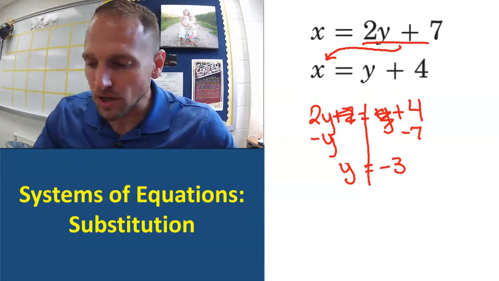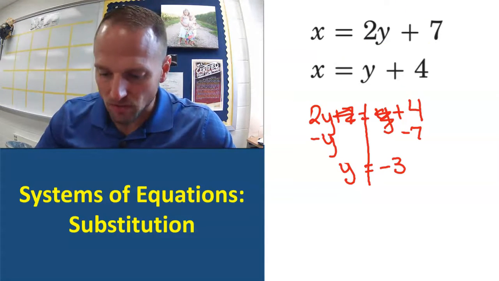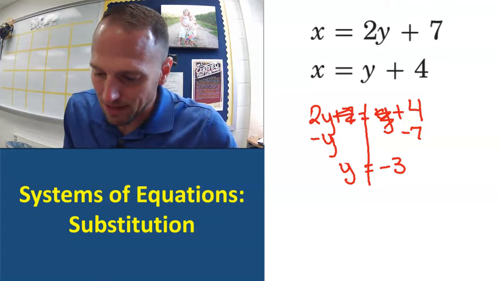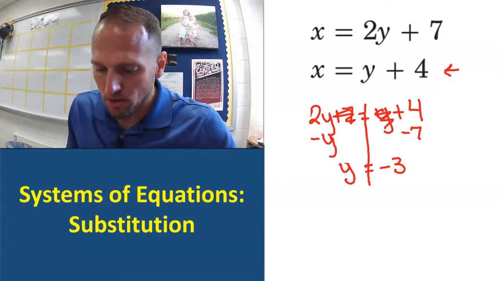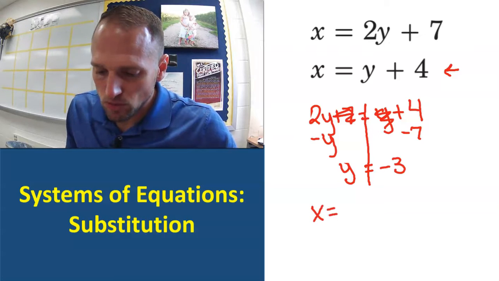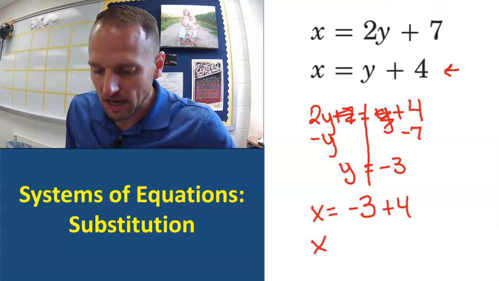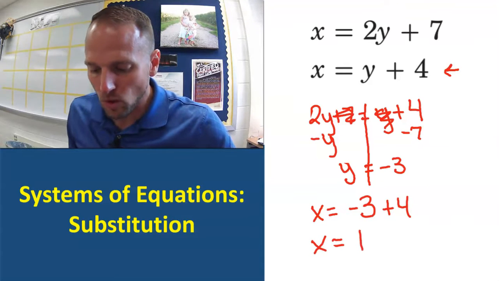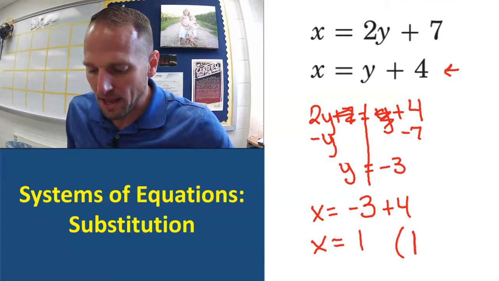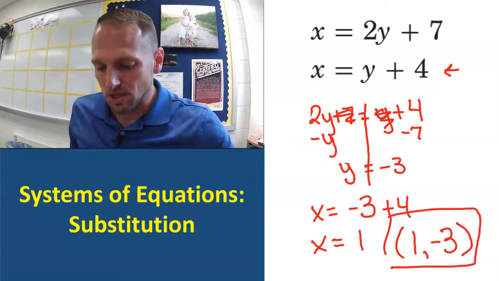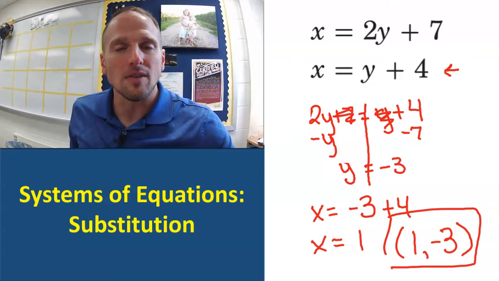Now I need to go back up to the top so I can solve for x, and I can choose either the top or the bottom equation. I definitely like the bottom equation better. x equals, well, the y we know is negative 3 plus 4, so that's just x equals positive 1. So I've got my x, I've got my y, and I've got my solution. Solution is 1, negative 3.